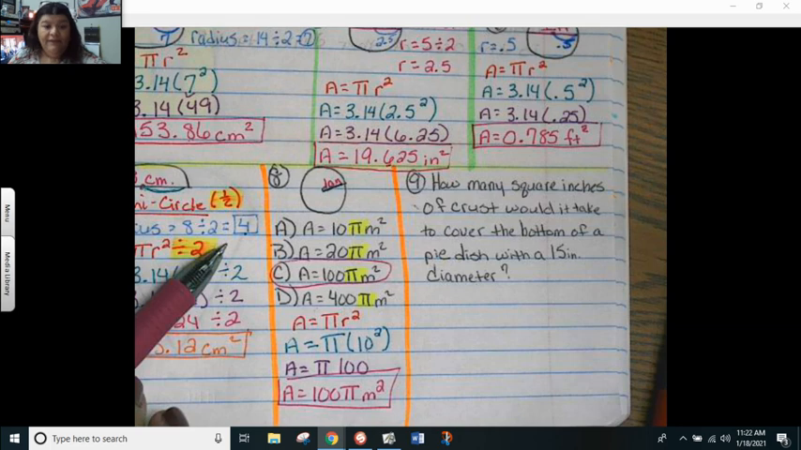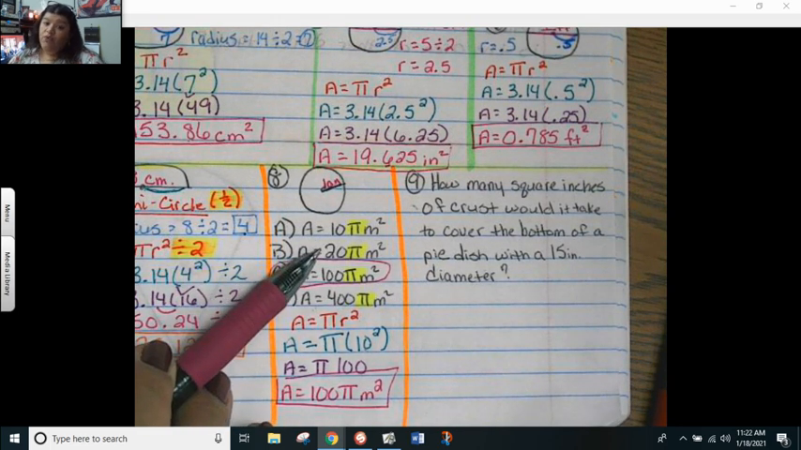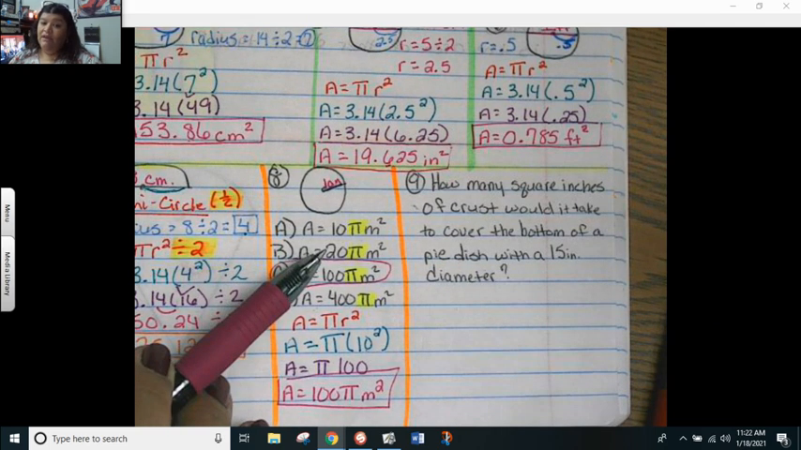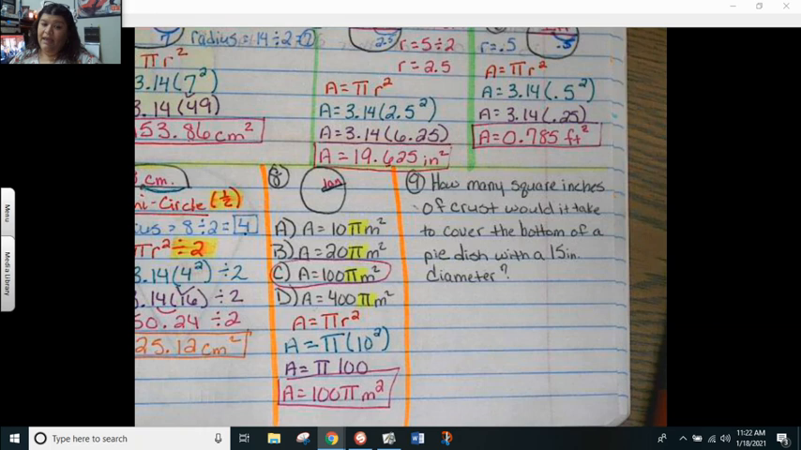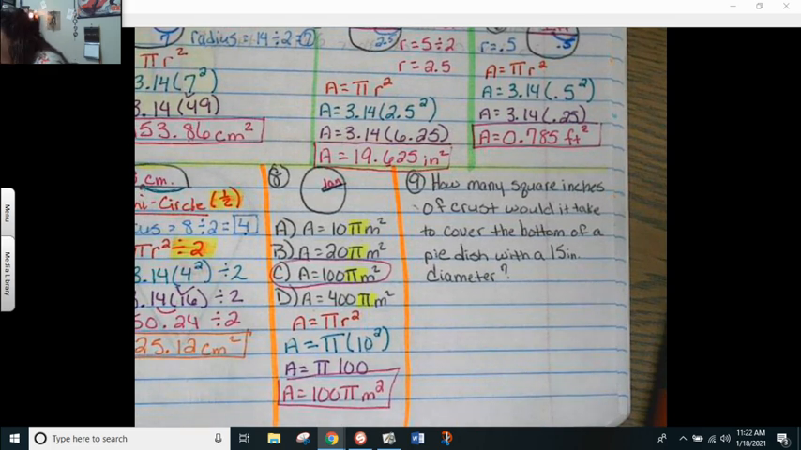Okay? Now, if you take a look at the answer choices, they do have that 20 there for when you do 10 times 10 and you think it's 20. So be very careful, okay? But when they have the symbol in your answer, you just leave the symbol alone. You're just multiplying the radius times the radius, okay? All right, go ahead and write down number 9 and press play when you're ready.